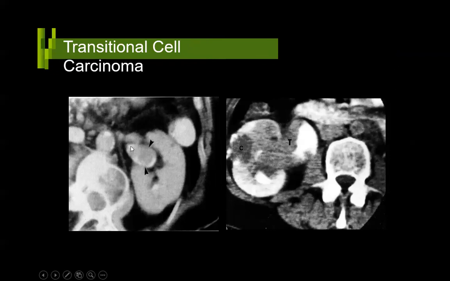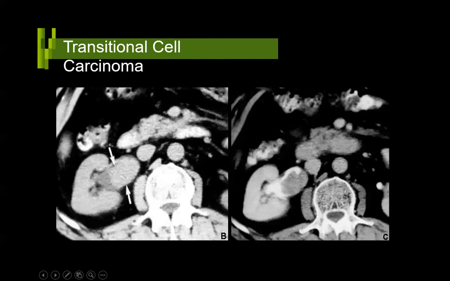And again, this is a filling defect inside the renal pelvis, going into a dilated renal pelvis. So it is also resulting in hydronephrosis. Okay, so these tumors usually do not enhance like renal cell carcinoma. So they will give you a black filling defect inside. Again, a filling defect inside the renal pelvis.